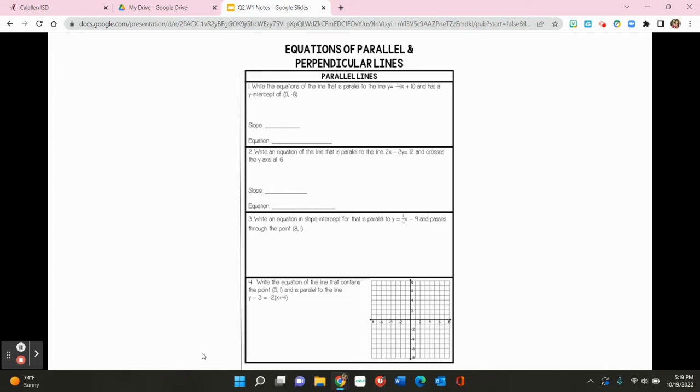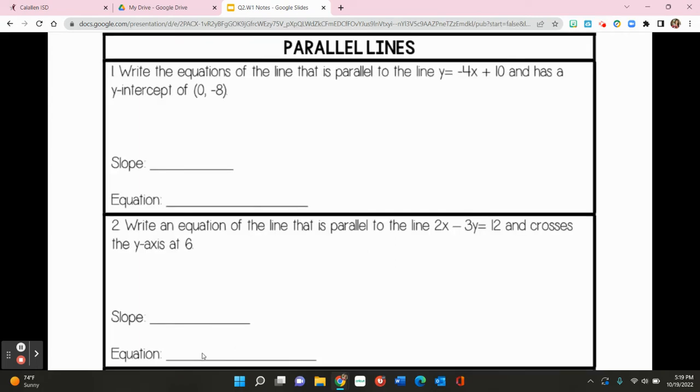Now, remember from yesterday, anytime I'm looking for the slope of a line that is perpendicular to a given equation and I'm trying to see if it's parallel, it has to have the same slope. So, again, like I said, we're going to find the equation of parallel lines first. So looking at number 1, it says write the equation of the line that is parallel to the line y equals negative 4x plus 10 and has a y-intercept of negative 10.